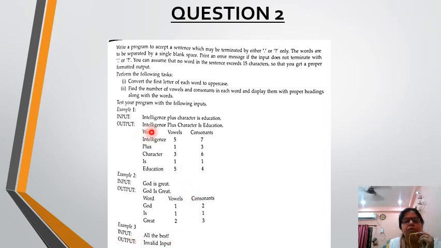See here, the first is "intelligence plus character is education." See here, the first letter of each word has been converted to capital, and then for each single word we tell how many vowels and consonants there are. See here is example 1, what we have to take as input and what the output is. Check that whatever the input and output, 3 examples are given, all 3 examples should be true in your system.